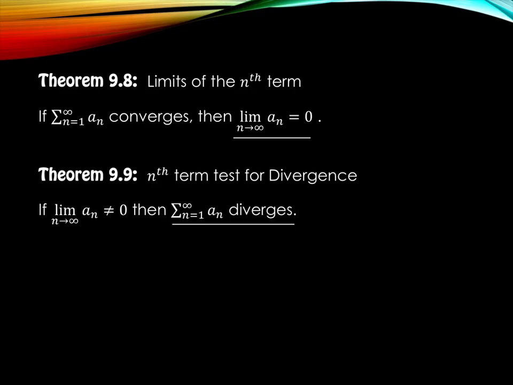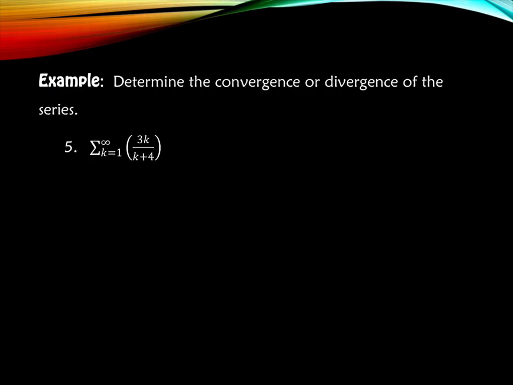We will have some tests that will tell us both things. Either way, it'll say it will or it won't. This test doesn't do that. It only tells us if it diverges. So if you take a look at this right here, if we were to look at the limit of the sequence 3k over k plus 4 as k goes to infinity, do you remember how we find that limit? We've done it recently, as in 9.1.